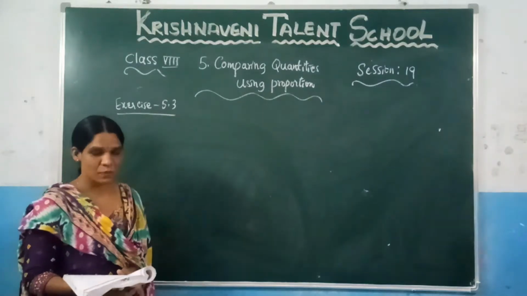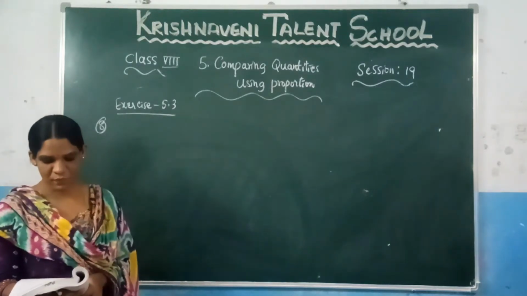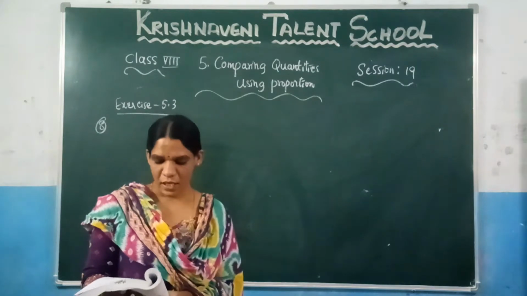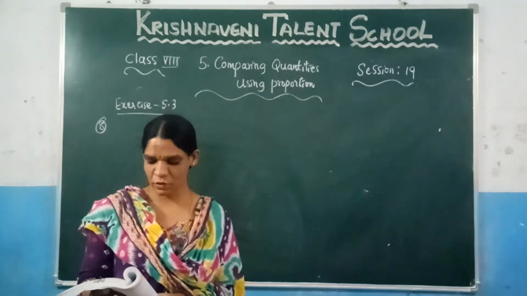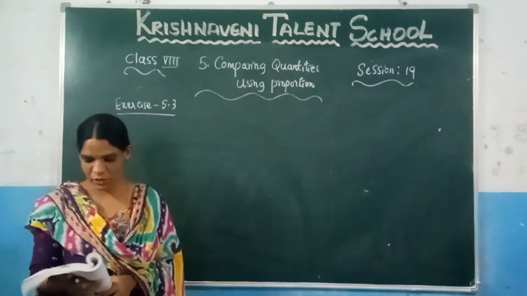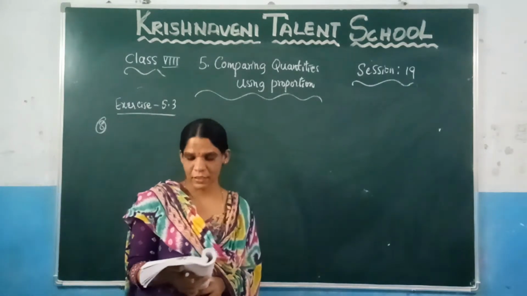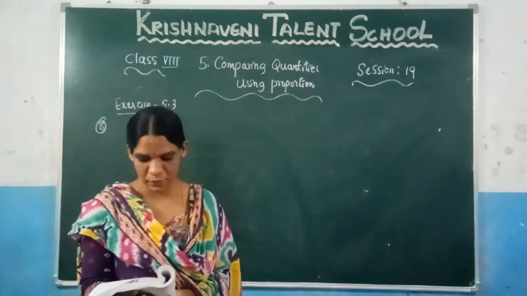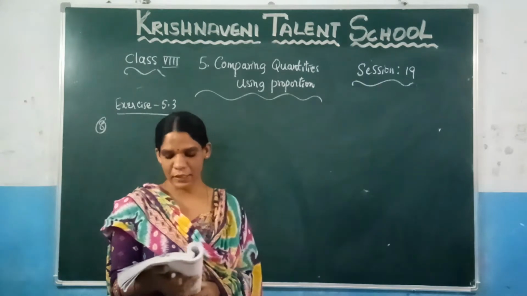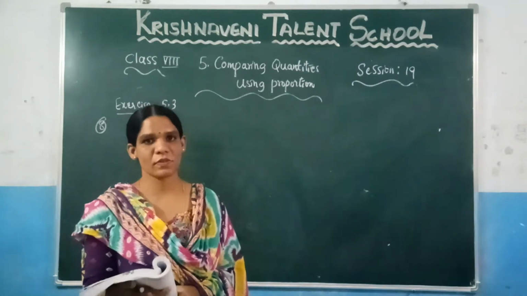Let us see the next problem in exercise 5.3, 8th question. What's the question given here? Arif took a loan of 80,000 rupees from a bank. The rate of interest that is charged is 10% per annum, and he would have to pay that amount in the time period which is 1.5 years.